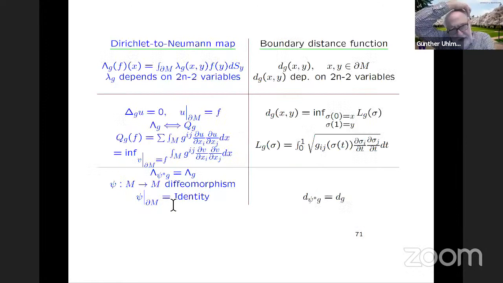So let me make that relation a little bit more explicit. On the left, you have the Dirichlet map that in some sense can be considered as a quantum object. It's an operator. But the operator has a kernel and depends on 2n-2 variables. It's the boundary across the boundary. The distance function also depends on 2n-2 variables. It's n-1 plus n-1 is 2n-2. So there are no asymptotics really to go from one to the other.